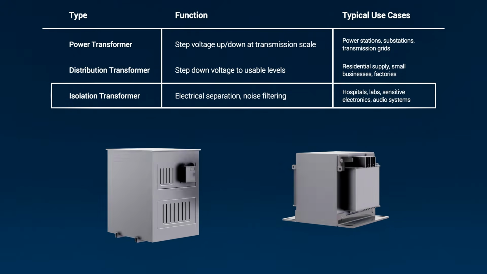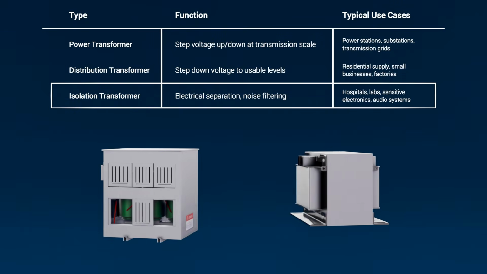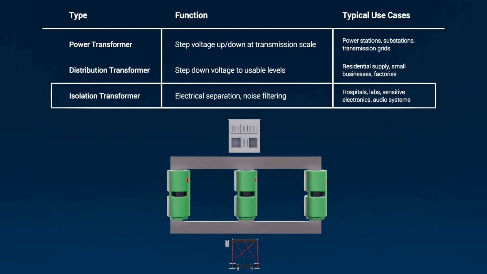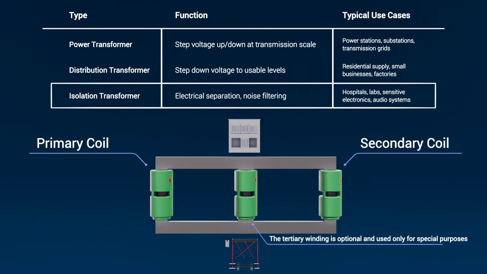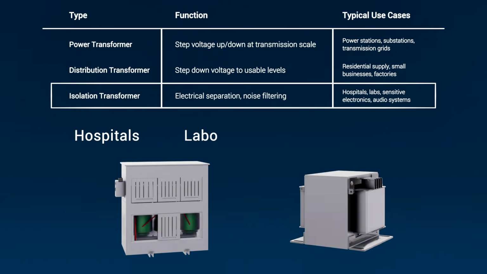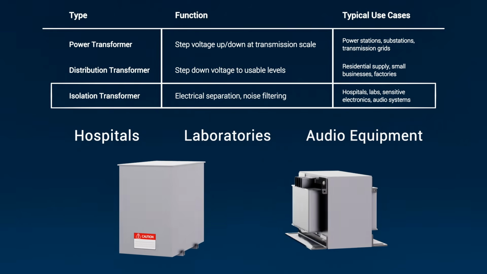Unlike step-up or step-down types, these don't change voltage ratios as much as they provide electrical separation. By physically isolating the primary and secondary coils, they prevent noise, interference, and dangerous surges from passing through. Hospitals, laboratories, and audio equipment often rely on them for clean, safe power.